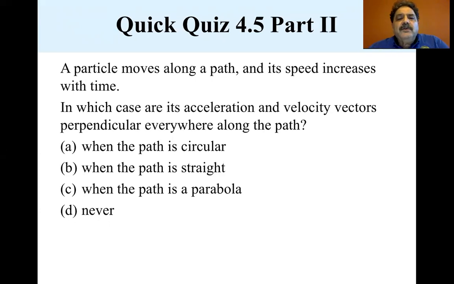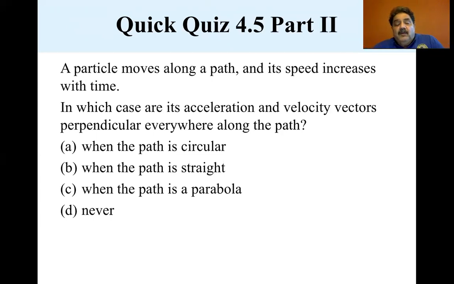Okay, now a particle moves along a path and its speed increases with time. In which case are its acceleration and velocity vectors perpendicular everywhere along the path? When the path is circular, when the path is straight, when the path is a parabola, or never? Think about it.